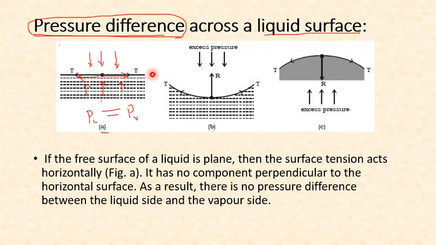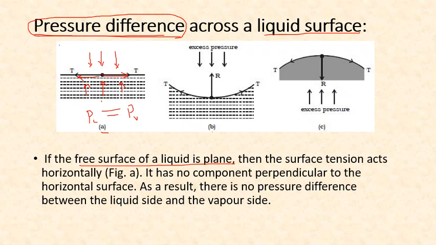So for the first case, as you can see here, if the free surface of the liquid is plane, that is, a straight line, then the surface tension acts horizontally in this manner and it has no component perpendicular to the horizontal surface. As a result, there is no pressure difference between the liquid side and the vapor side. So for this case, the pressure difference is zero. Where the liquid surface is a straight line, the pressure difference will be 0.